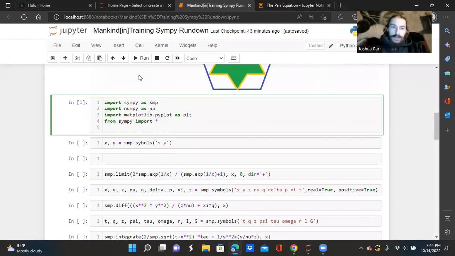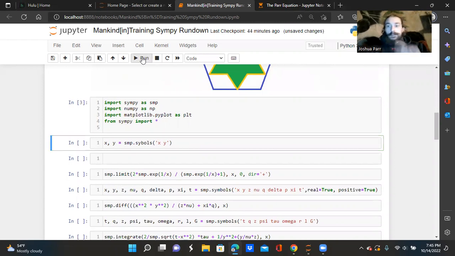So the first thing we're doing here is importing Sympy as SMP, importing NumPy as NP, and importing Matplotlib.pyplot as PLT. From Sympy, we are importing star. And we're going to run that. If I don't run that, it's going to give me errors because I didn't import Sympy.